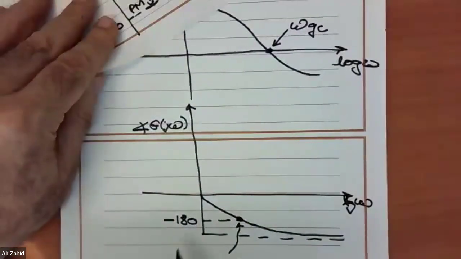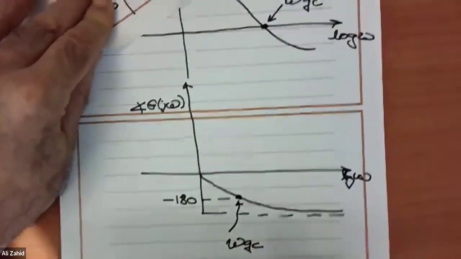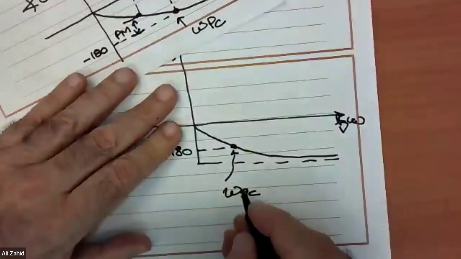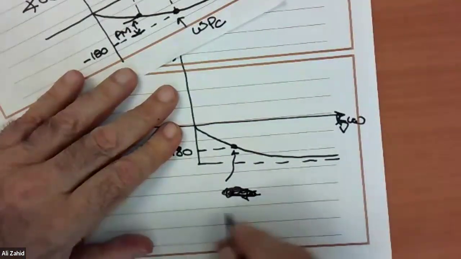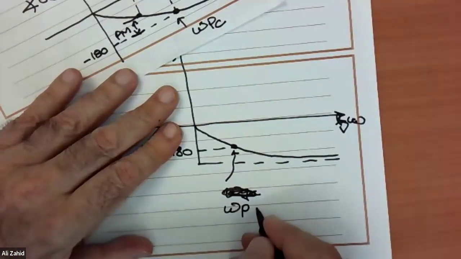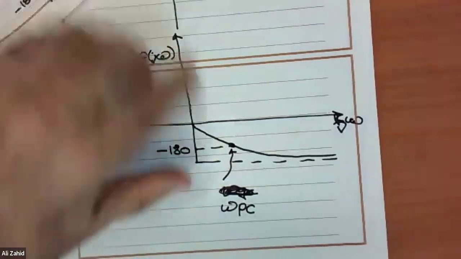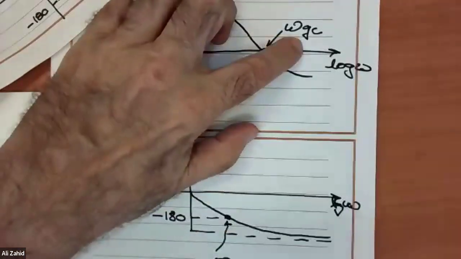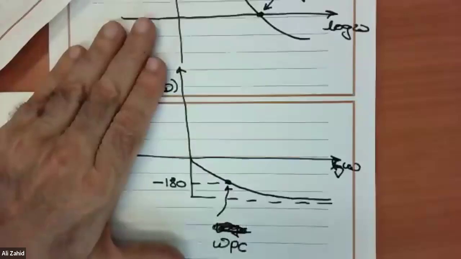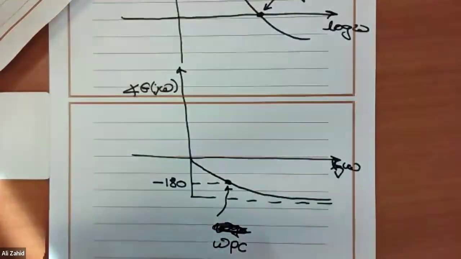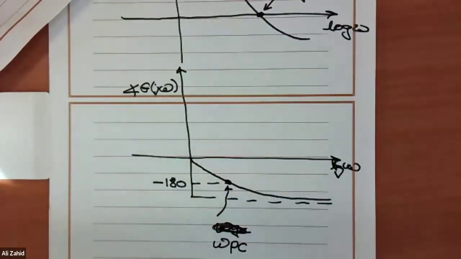By the way, which one is larger? Omega GC? Sorry, this one is omega PC. Which one is larger, omega PC or omega GC? GC is larger, which means the system is unstable. Which means there is no margin.